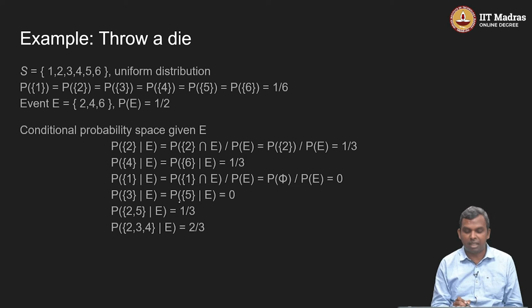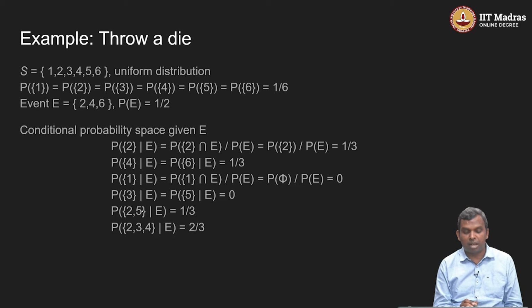Similarly, 3 given E and 5 given E are also 0. 4 and 6 given E are 1 by 3. And you can also calculate more events. So what about {2, 5} given E? So you might say, okay, {2, 5} is not a valid conditional event, but that doesn't matter. This A is any event in the original space, right? So you can always define a conditional one for that.